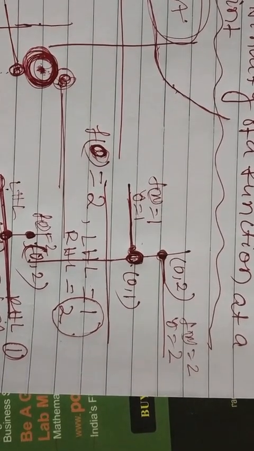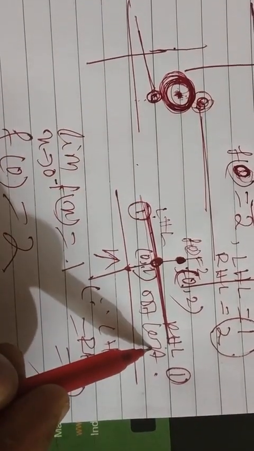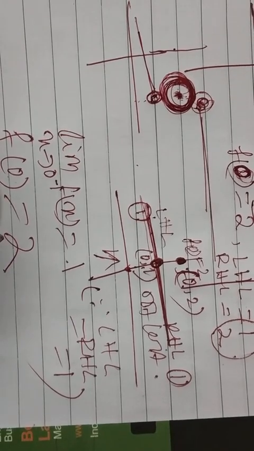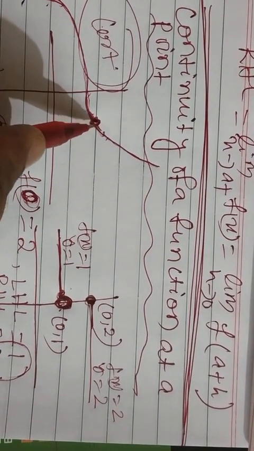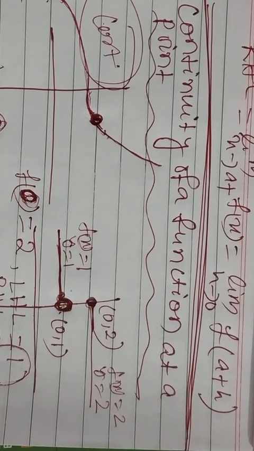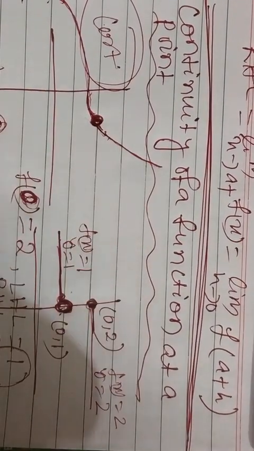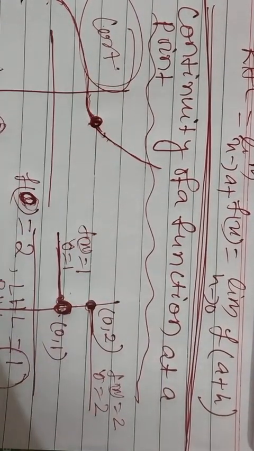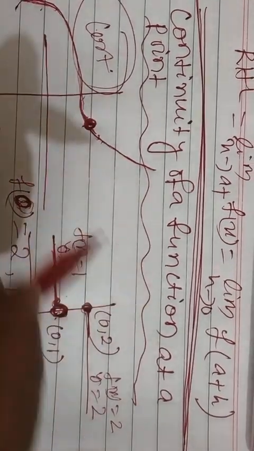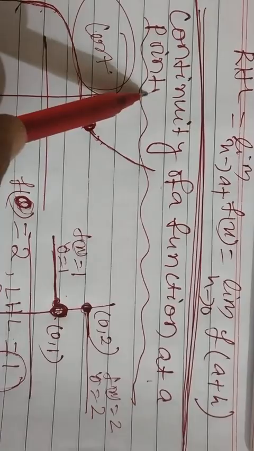is discontinuous. Therefore from this discussion we conclude a function f will be continuous when the limit exists and the value of that limit must be equal to the value of the function. For example, at this point you see, LHL is the same as RHL, same as the value of the function. So in this situation we say the limit exists and the value of the function is the same as the value of the limit. This is the basic idea about continuity of a function at a point.